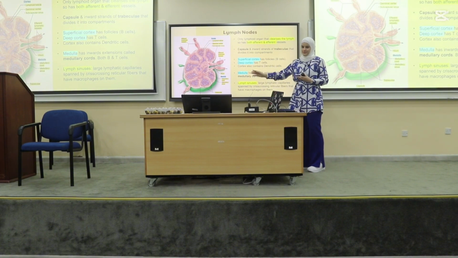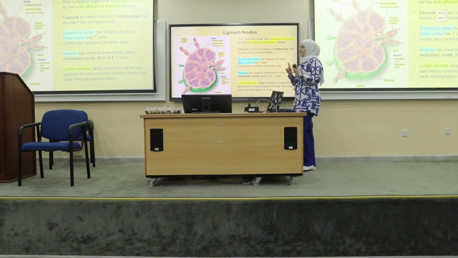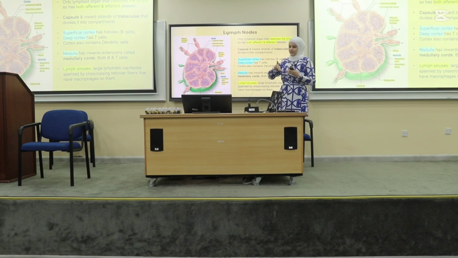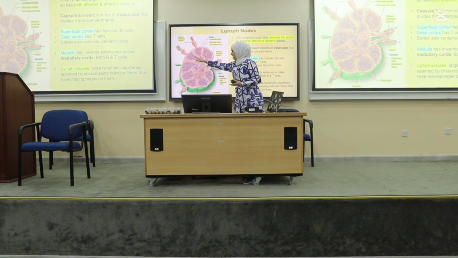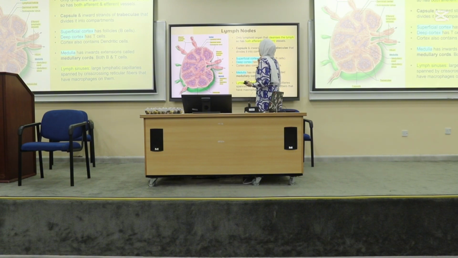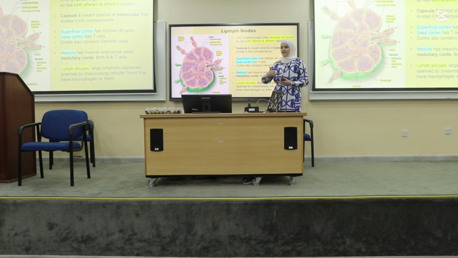Efferent, E for exit. You know these are the vessels exiting. It has a capsule. It has special capsule inward projections called trabeculae. It's made of cortex, which is the outer area, this one, and medulla. Now in the cortex, they're important. You have follicles. What did I say about follicles? Germinal centers. What do they have? B cells. So you need to remember that. And this is present in the superficial cortex. So superficial cortex has B cells. Deep cortex has T cells. Medulla, what does it have? It has both. So remember, superficial cortex, B cells. Deep cortex, T cells. Medulla, both of them.